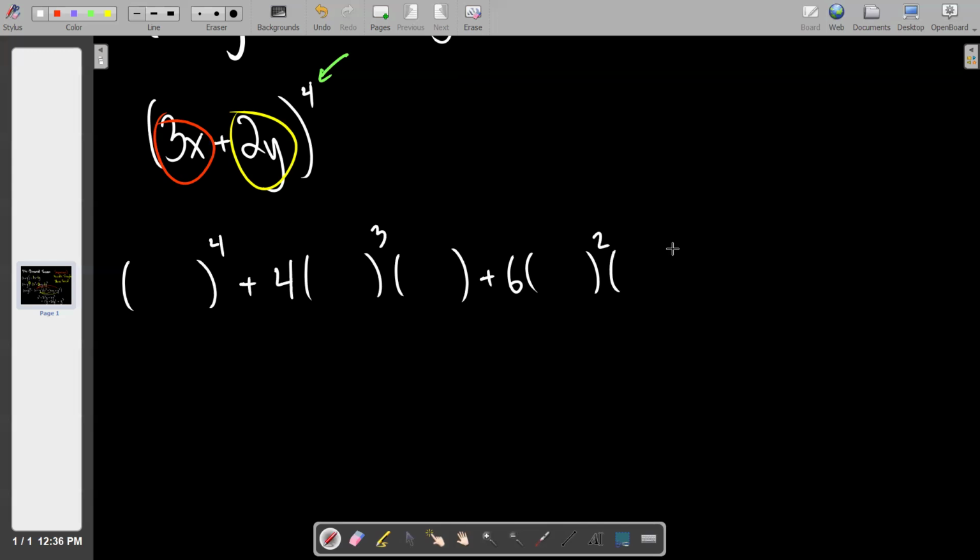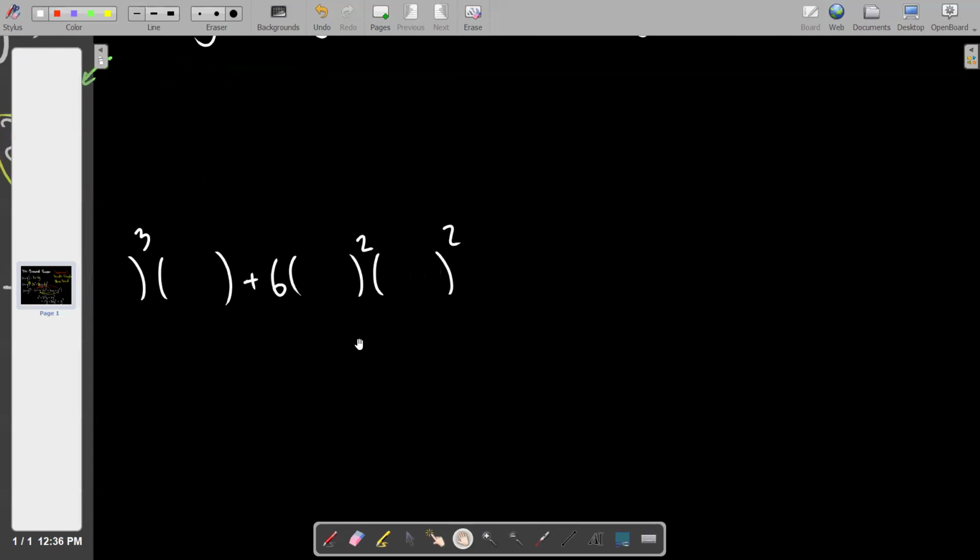Second blank. Good. I'm just going to keep scooting this over here. And then the next one is a plus 4. First blank is just no exponent. Second blank is what? To the third. And the last term is plus blank to the fourth.